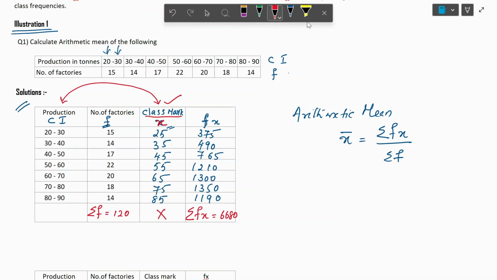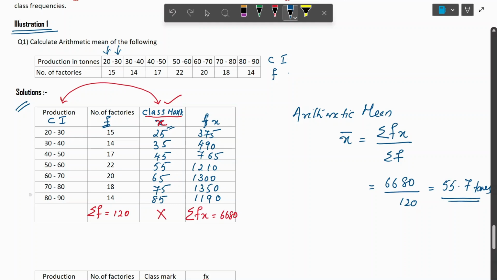And after that, we are going to substitute in your formula x bar equal to sigma fx divided by sigma f, that is 6680 divided by 120. The answer is equal to 55.7, that is in tons. Production it is given. Therefore, this is your answer for continuous.